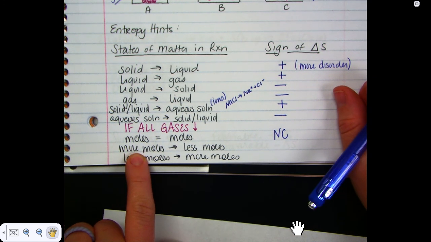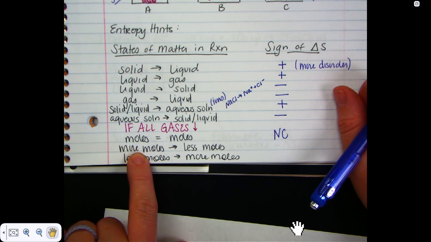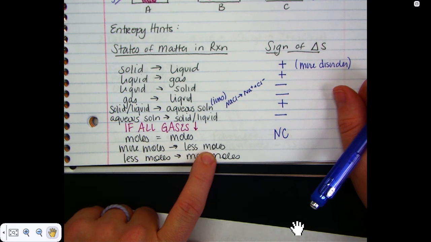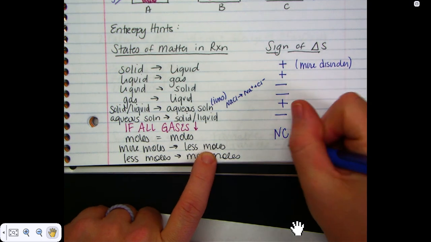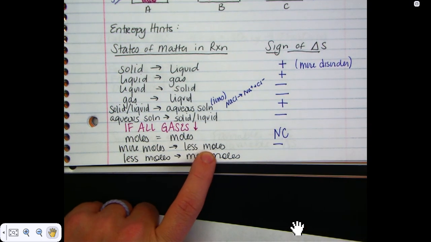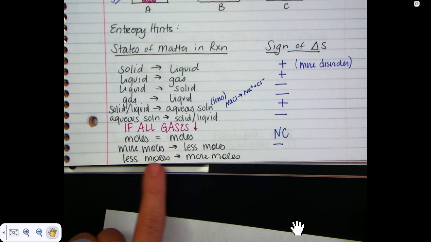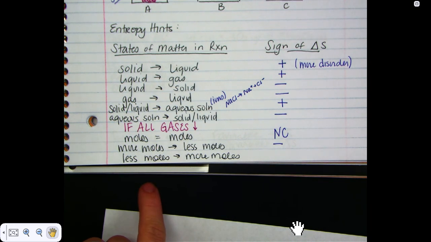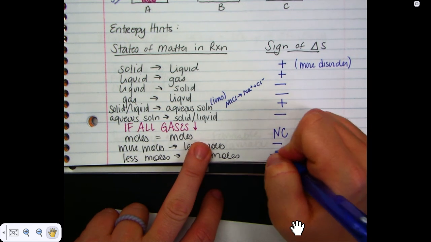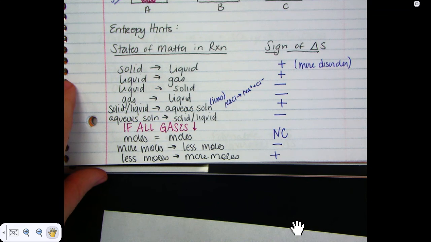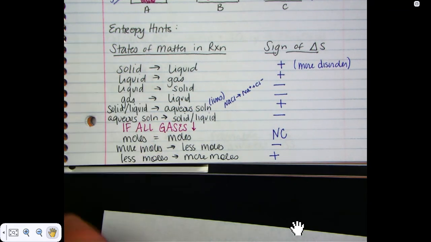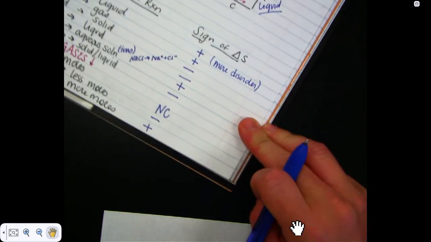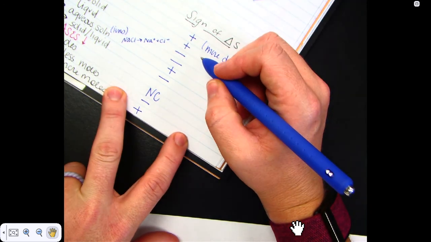If I have more moles initially and then they rearrange into fewer moles, then I'm going to have a more ordered state. If I have fewer moles and they rearrange to make more moles, I'm going to have a more disordered state. So I'm going to turn this a little sideways for a second, and I want to do at least one example of this so you can see what I mean. So bear with me here as we go kind of crooked.